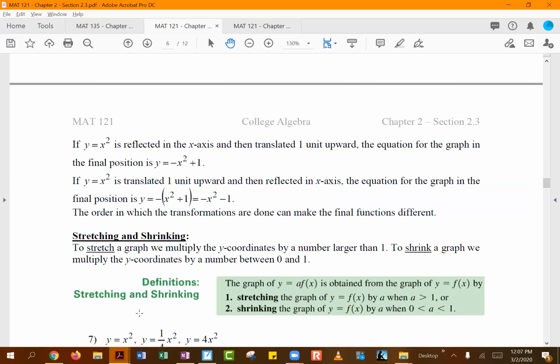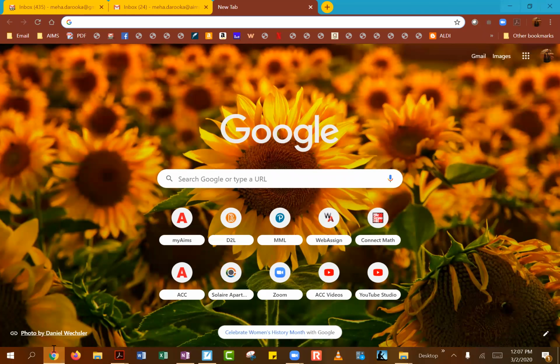So look at the difference between those two equations. You did the same movements, but you did it in different order. That means you're actually going to end up getting two different functions. And if you actually look at their graphs, let me show that to you quickly here.